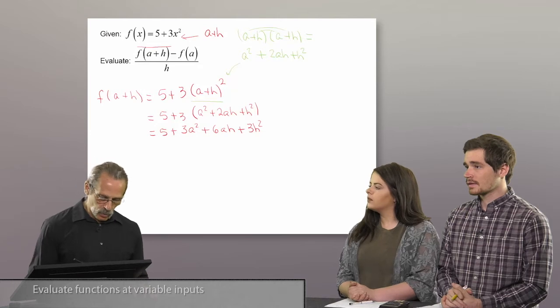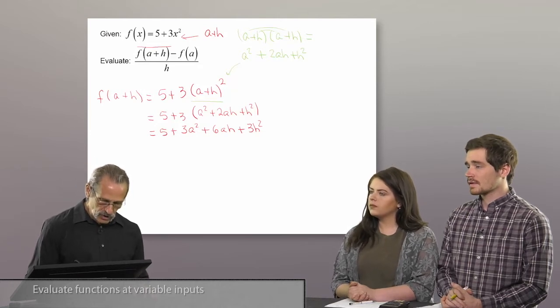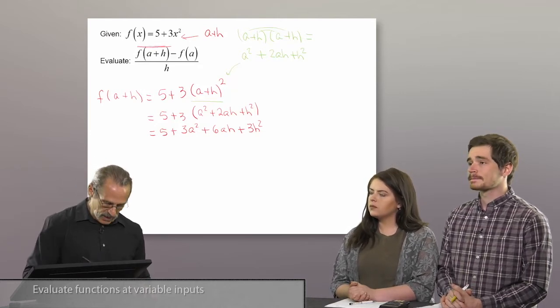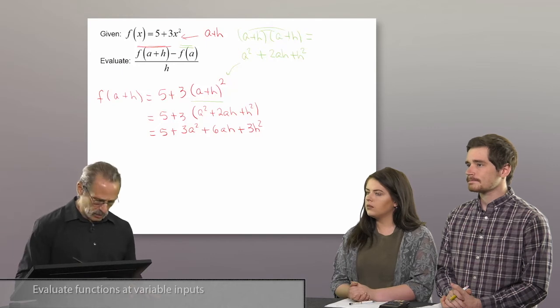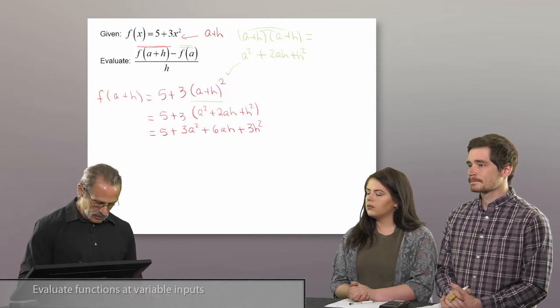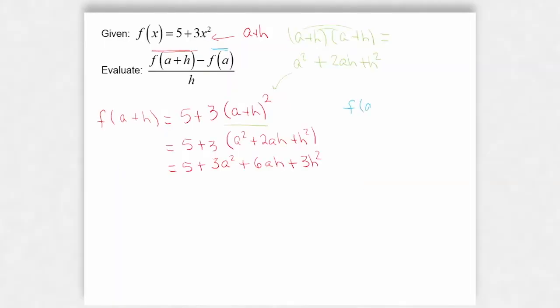So what we've done, just to be very clear, is we just evaluated f of a plus h. Now we want to evaluate f of a. This should be a little bit quicker. I'm going to write f of a is equal to, and now I'm going to substitute in for x and a. What would that give me? This would give me 5 plus 3a squared. Very good. Good news, we can start the problem now.